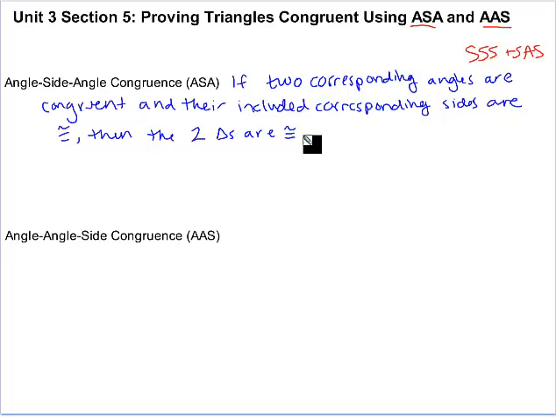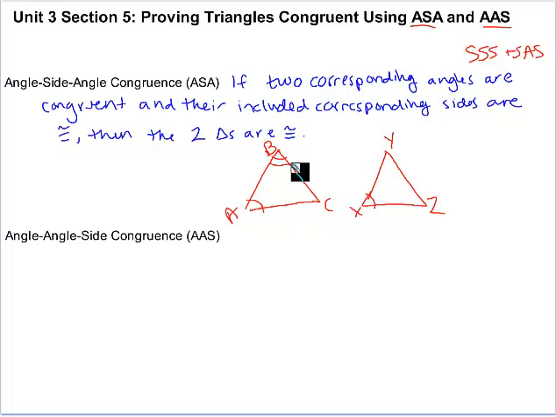So here's our little diagram depicting this. Here I have two triangles, ABC and XYZ. If I have angle A and angle X congruent, angle B and angle Y congruent, and then the included corresponding sides. The key here is it has to be included. So it's a side that falls in between the two angles. Here, angle A and angle B, so it would have to be side AB and side XY.